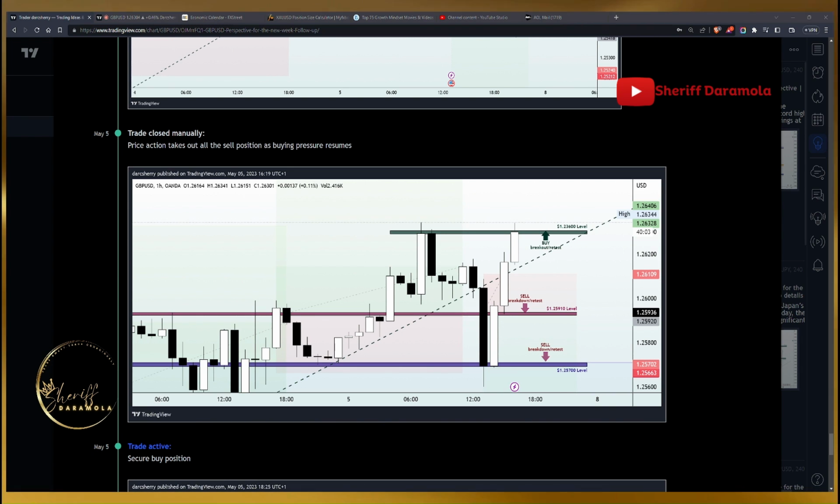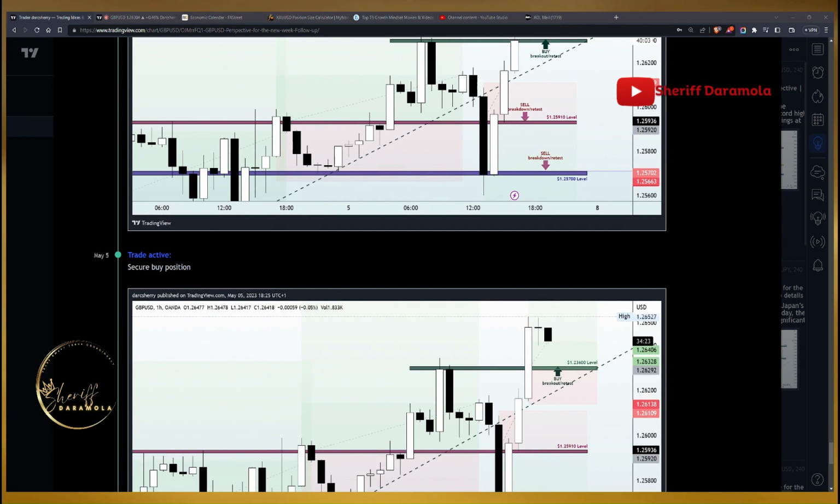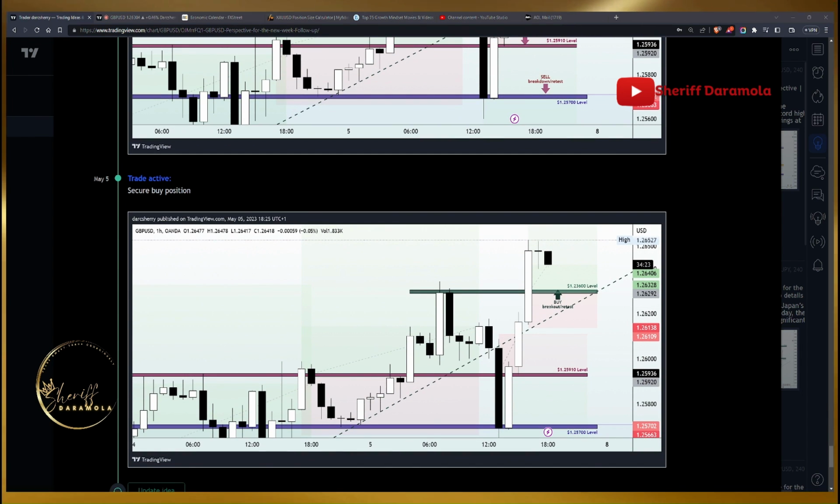Then it transitioned into bullish momentum. Later in the week, we had this choppy situation come in before the breakout of the 1.236 happened to close the week on a bullish note.